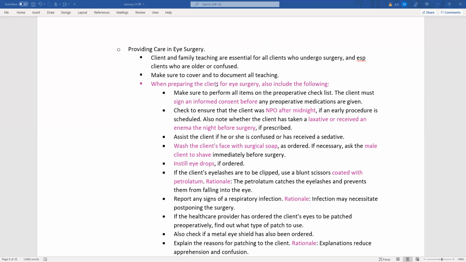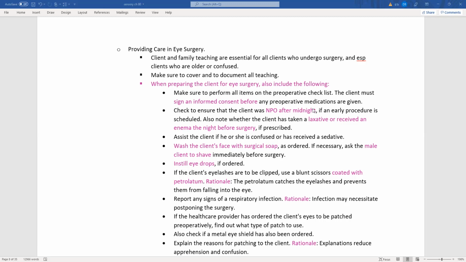So for providing care in eye surgery, you want client and family teaching. You need to do that. That's essential, especially for clients who are older or who are confused. Make sure to cover and document all teaching. We already know that kind of stuff. Now, when preparing the client for eye surgery, also include the following. Make sure to perform all items on the preoperative checklist, and the client must sign an informed consent before any preoperative medications are given. We know that kind of stuff before surgery.